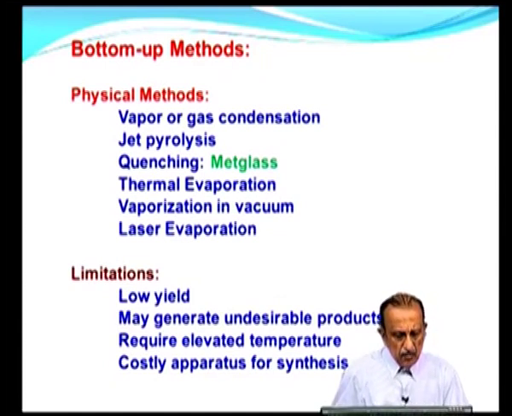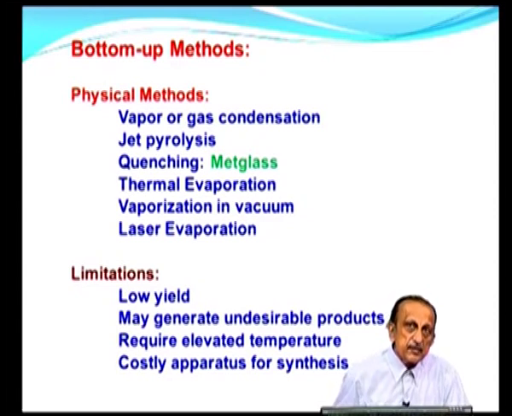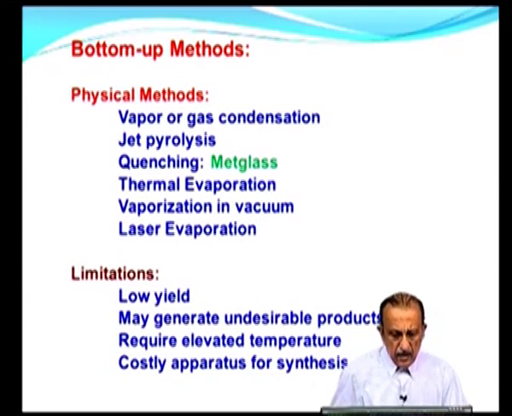Now, most of these techniques that are listed here, except really that of the technology of met glass, they are of low yield. So, you do not get much nanostructured material given the amount of material one starts with. They may require elevated temperature subsequently to obtain useful nanostructured material, and often involve costly apparatus for synthesis. But all of these constitute physical methods that are bottom up in nature.